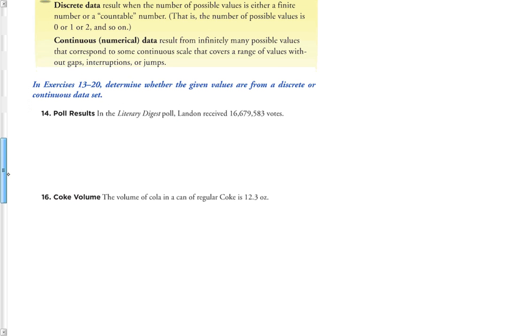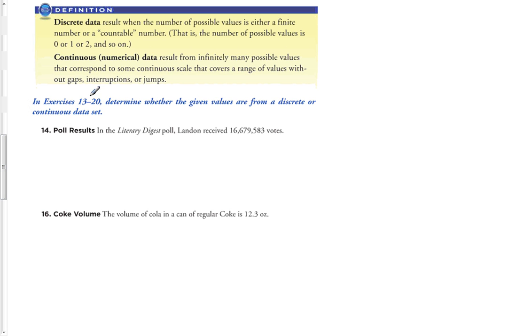So let's take a look at these examples here. In exercises 13 through 20, determine whether the given values are from a discrete or continuous data set. Number 14, poll results. In the Literary Digest poll, Landon received 16,679,583 votes. So that is a count for the number of people that voted for Landon. Since this represents a count, this is a discrete data set.